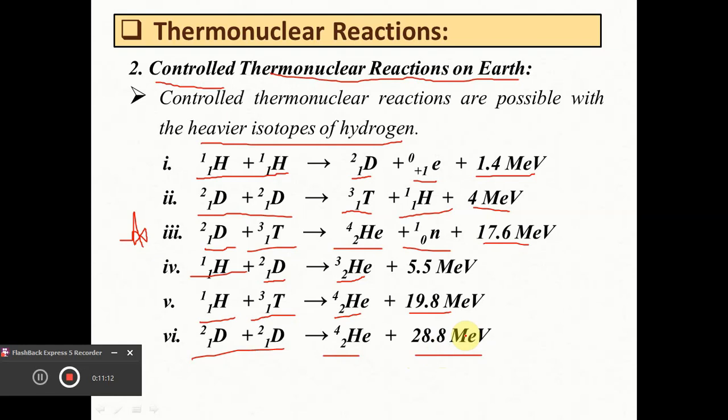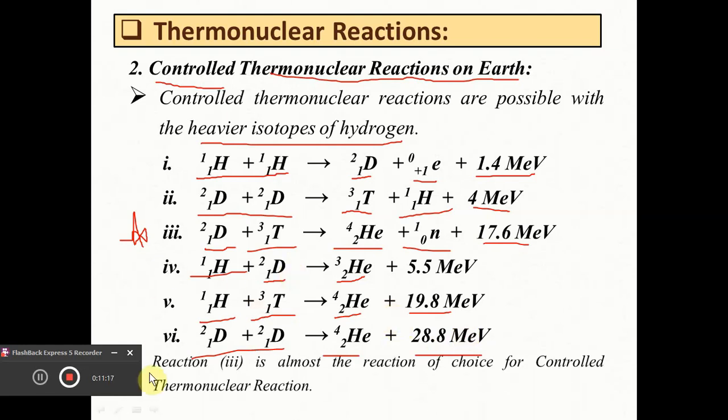So dear friends, if you observe all the steps, you will see that reaction number 3 is the unique reaction, and it is the choice for controlled thermonuclear reaction, because in this case two different heavier isotopes of hydrogen combine with one another, fused with one another, to form the helium nucleus and a neutron with the liberation of 17.6 million electron volt of energy. And that's why reaction number 3 is the choice for controlled thermonuclear reaction.